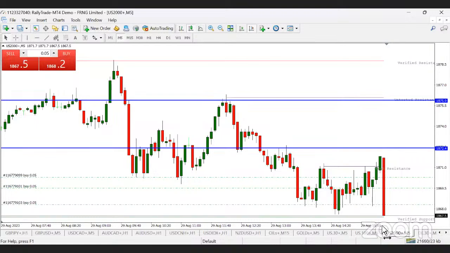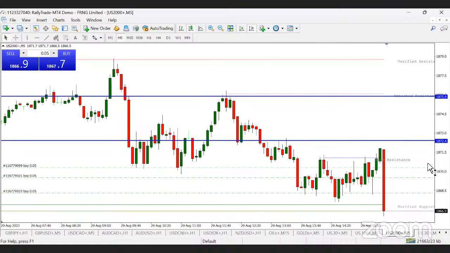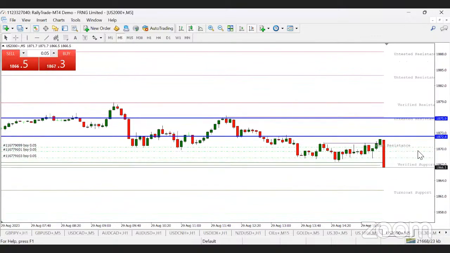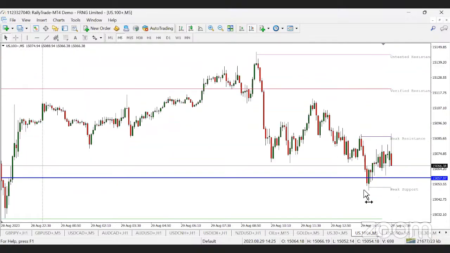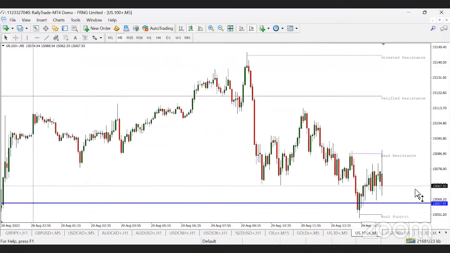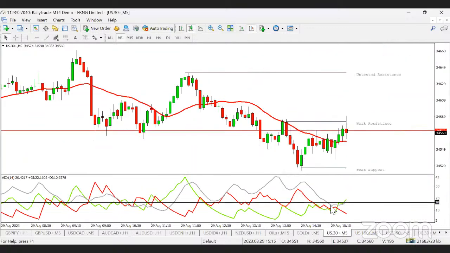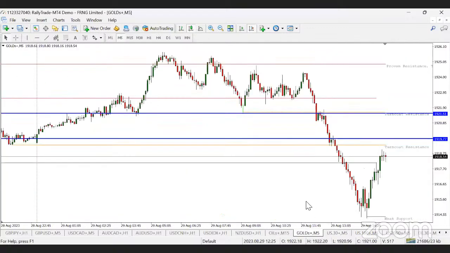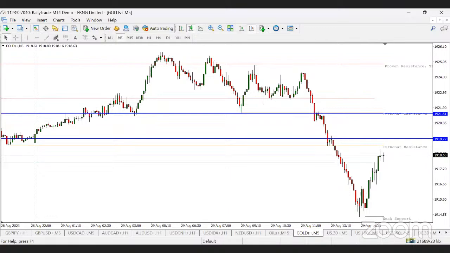But I would not advise anybody to go in for a sell on this until it comfortably breaks below this point, then you can do that. But for US 2000, hold on for the reversal. For US 100, I'll be going in for a buy still. US 30, I will also be going in for a buy. Gold, I'll be going in for a pending order.